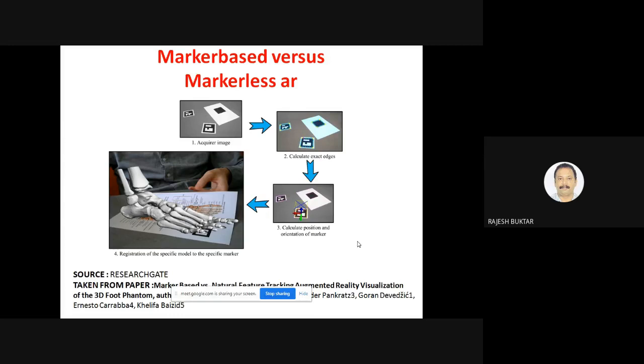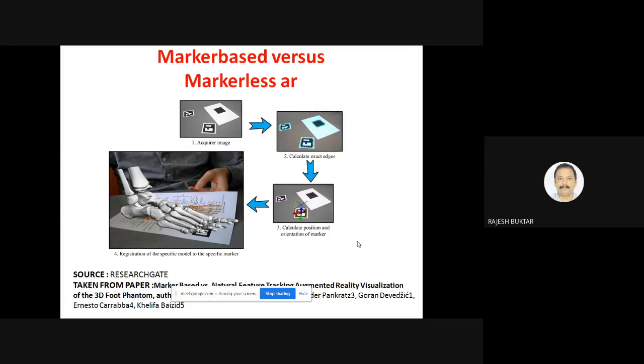So you can see how the things are being accessed using the marker. There are various markers which are available. Initially people started using square marker, then circular marker, then dot shape marker, then this nested marker, and you might have seen the Paytm code marker.